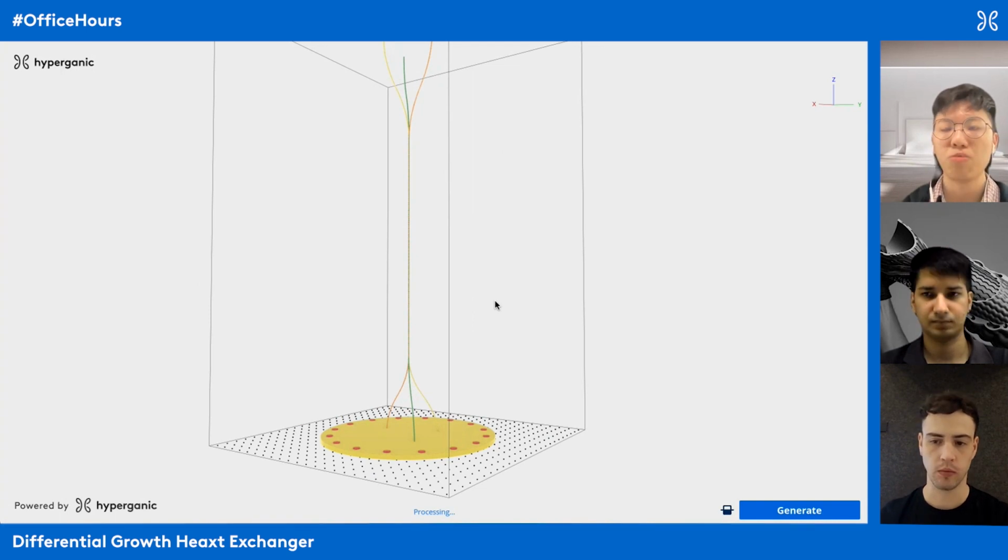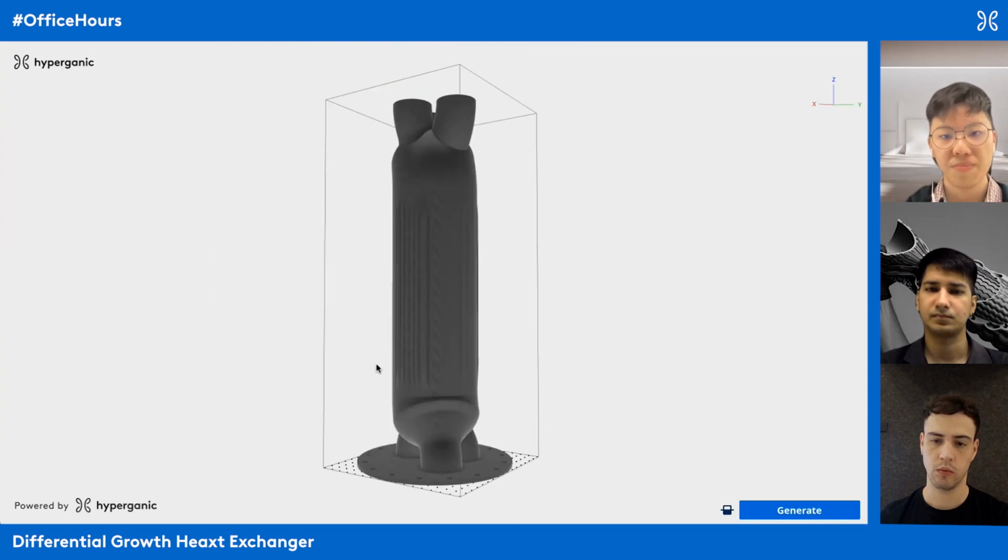I have an algorithm being run in the background which tries to detect where along this path I should start increasing the radius, because if I don't increase the radius, the channels are going to have fluids that are not able to flow through it.